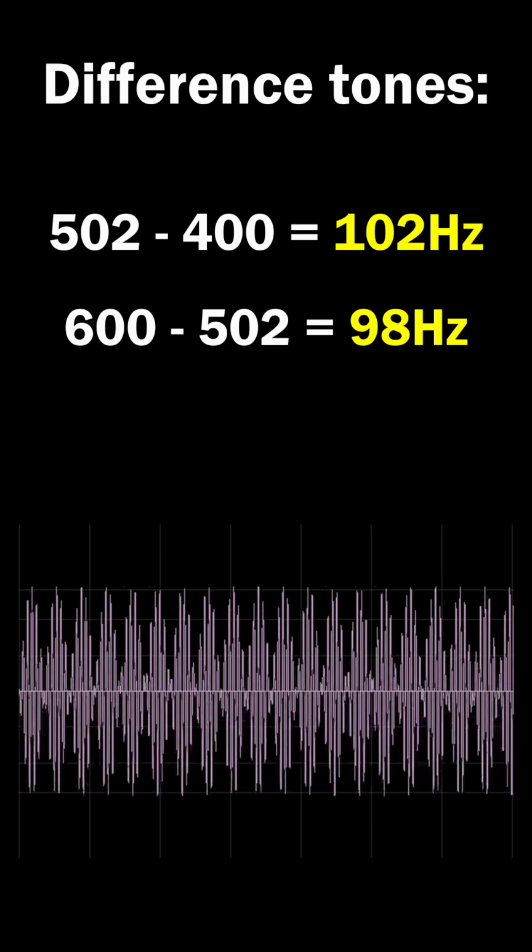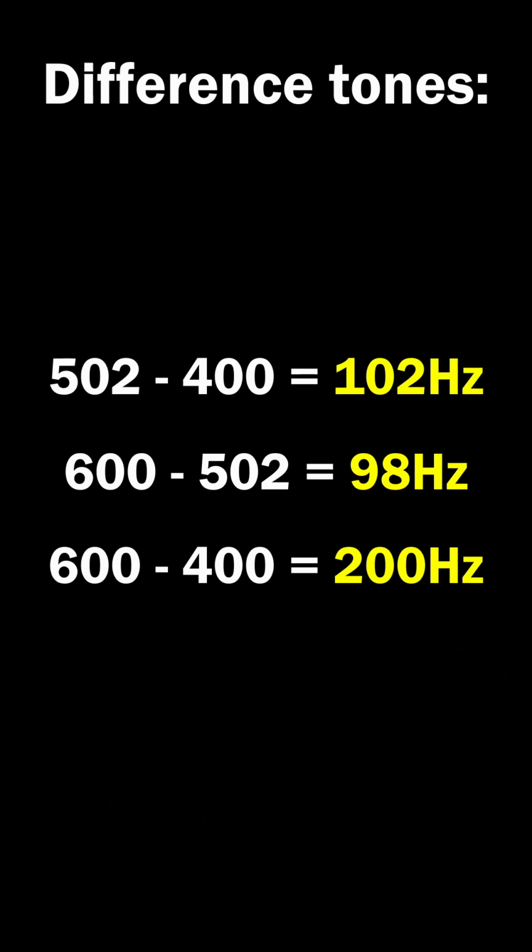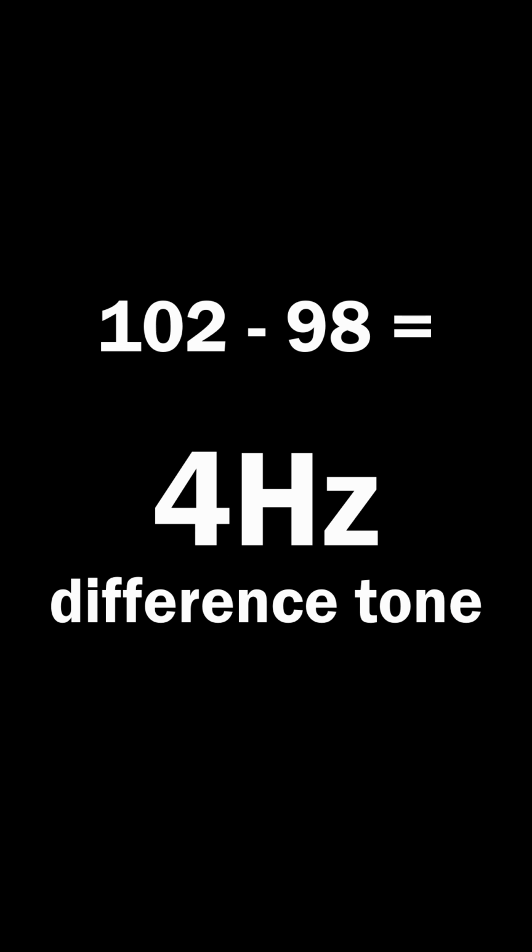They're all far too fast to notice as direct beating. But if we play all 3 notes together, we still end up hearing beating. How can this be? If we look back to our list of difference tones for this chord, we have difference tones at 102 Hz and 98 Hz. These will also cause their own difference tone of 4 Hz, which is what we're hearing.